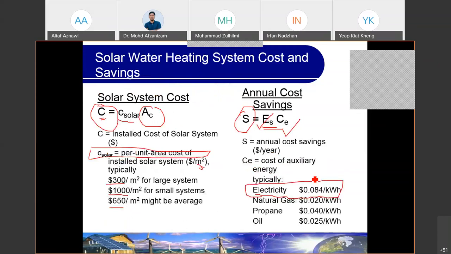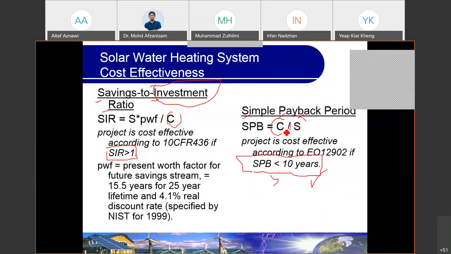Okay, we'll see. C solar is the cost of the solar system. S is the annual cost saving.